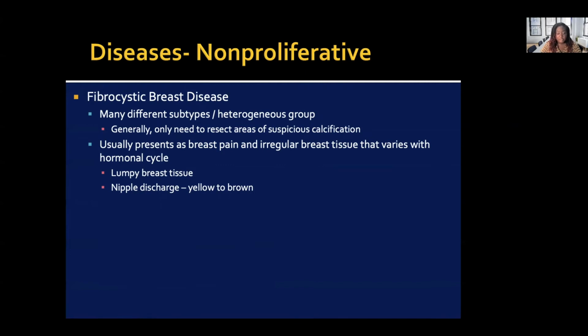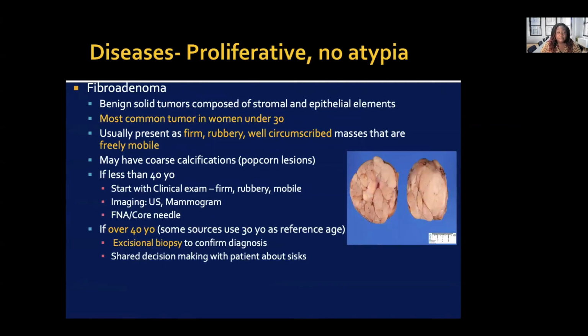A fibroadenoma is considered a proliferative breast disease, but without atypia. They are benign solid tumors composed of stromal and epithelial elements. They're the most common tumor in the breast that we see in women under age 30. They usually present as firm, rubbery, well-circumscribed masses that are freely mobile.